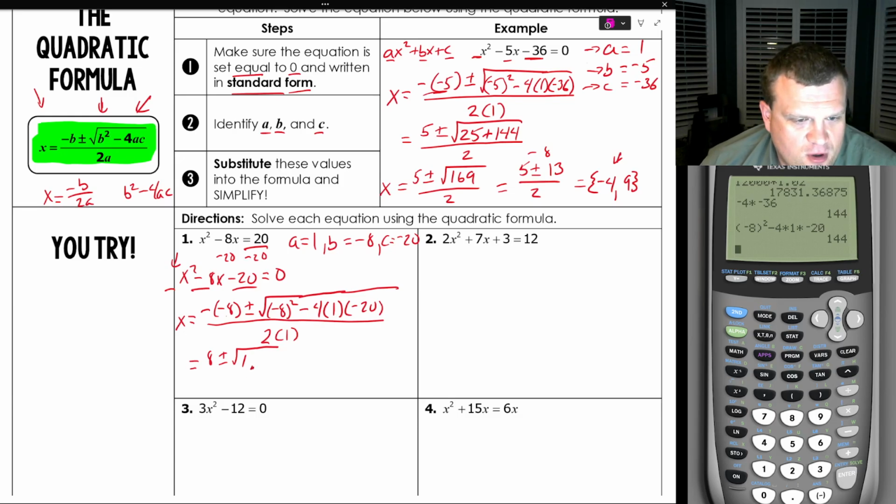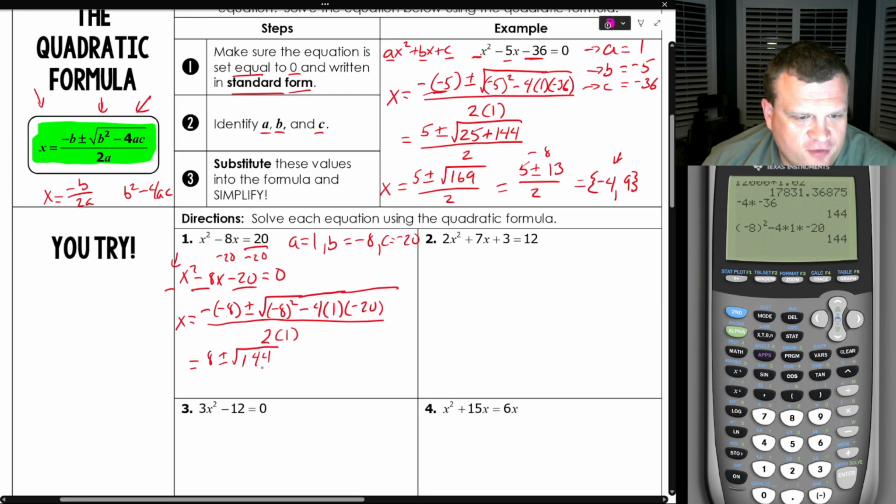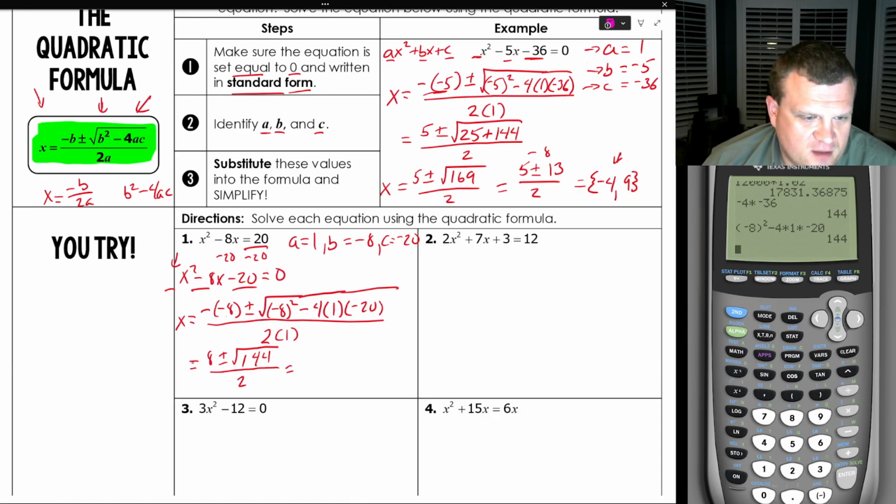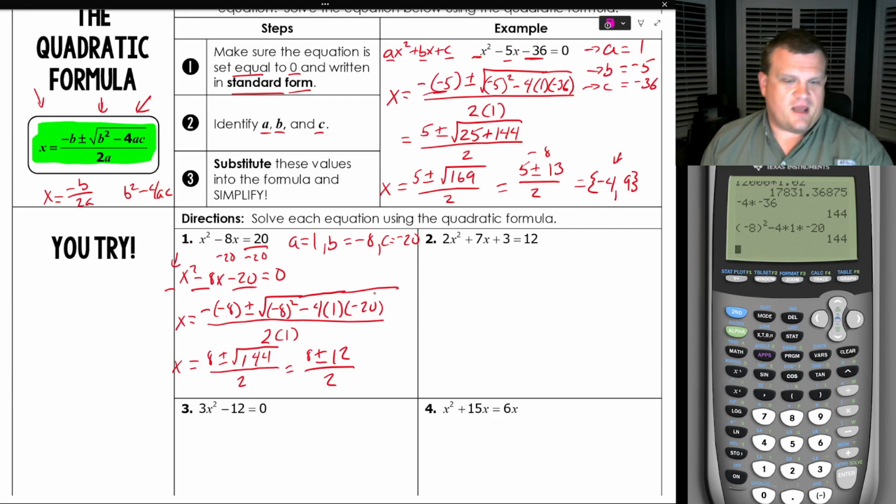So we would say 144 over, and it's 2 times 1, so it's 2. Okay, so this becomes, again, this is all x equals. This becomes 8 plus or minus 12 over 2. Okay, 8 plus or minus 12 over 2. Therein lies our two answers.